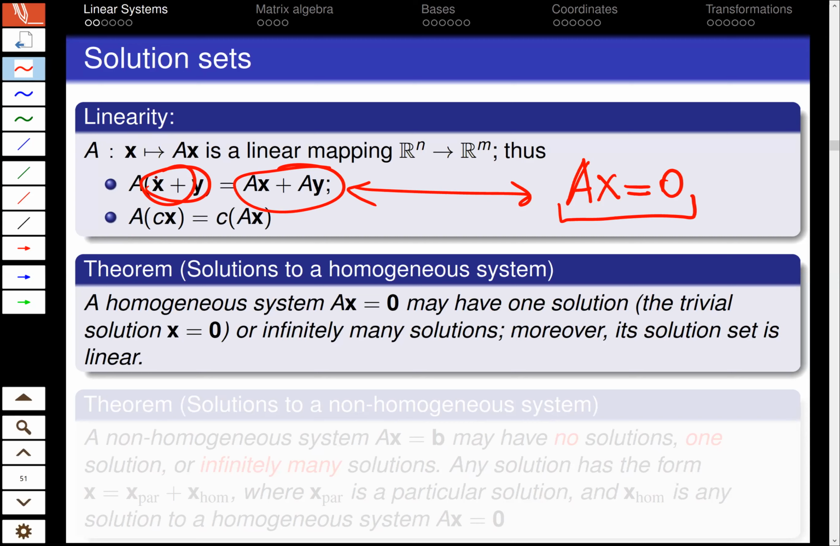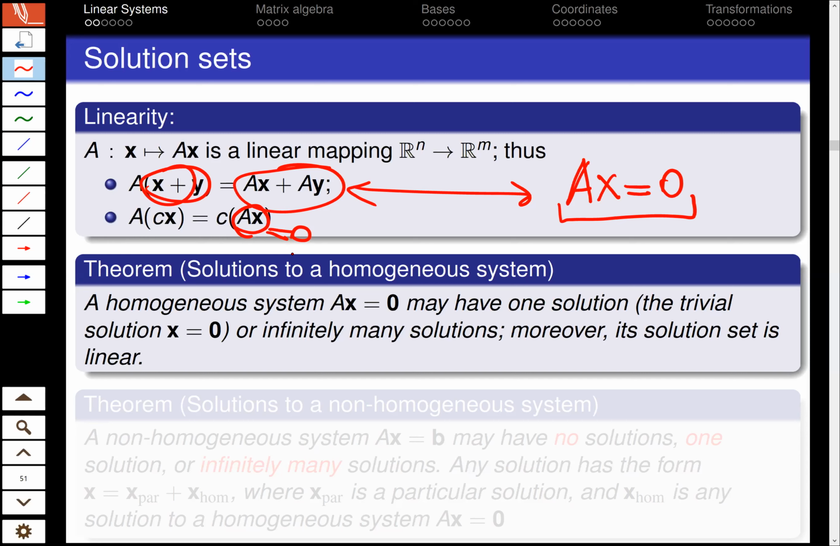Another corollary is that if we have a solution and multiply it by a constant, then c times x is also a solution. Because if Ax is 0, then the right-hand side is 0, and therefore the left-hand side is also 0. It means that the solution set of a homogeneous system, that is all x's for which Ax is 0, has a special structure. It's a linear subspace.